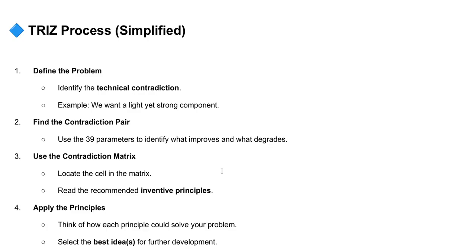The third step is to use the contradiction matrix. Locate the cells in this matrix and read the recommended inventive principles. The fourth step is to apply the principles. Think of how each principle could solve your problem. Select the best idea for further development. These are the steps of the approach.